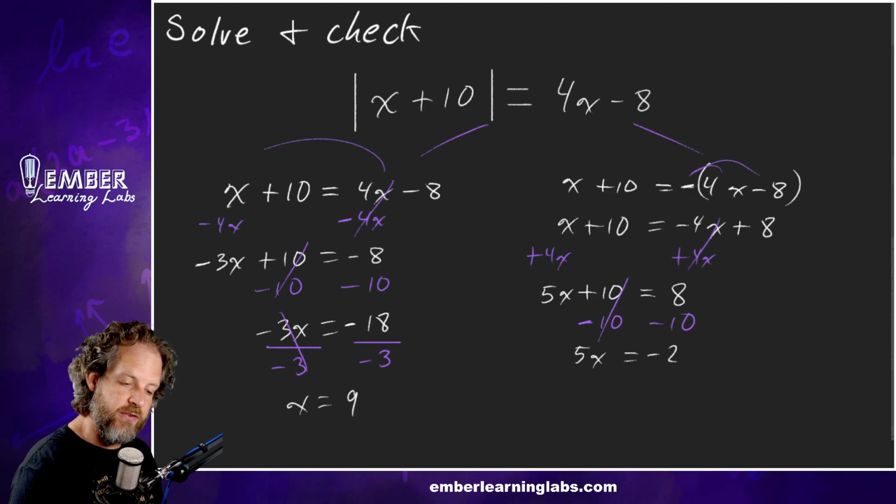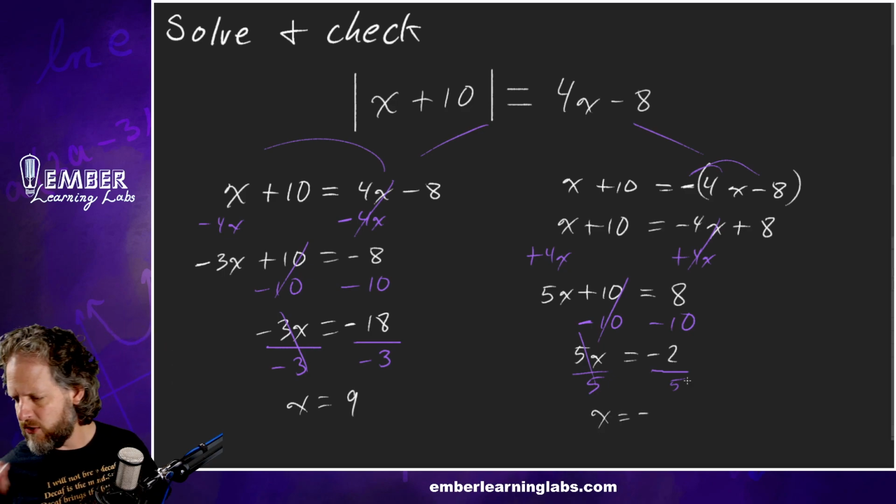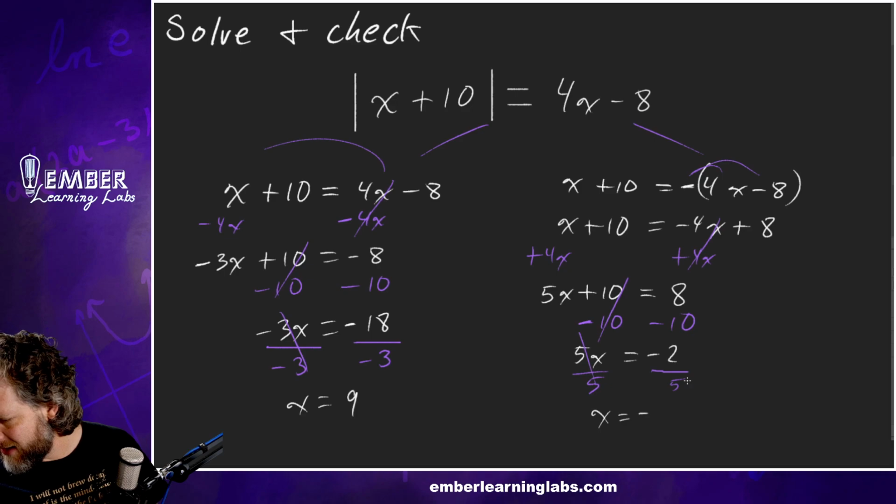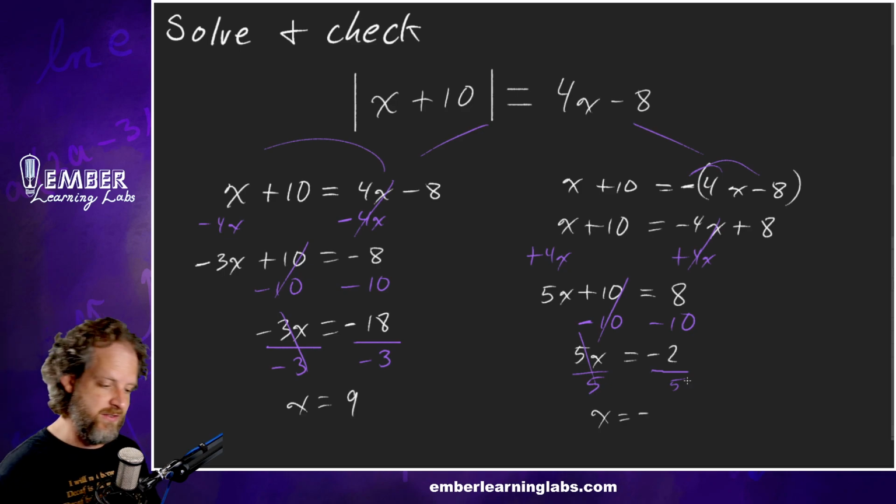And we've got to get rid of this 5 over here still. So divide by 5. That 5 cancels, leaving us with x equals negative 2/5. Is that what I meant to get? Yes, it is.